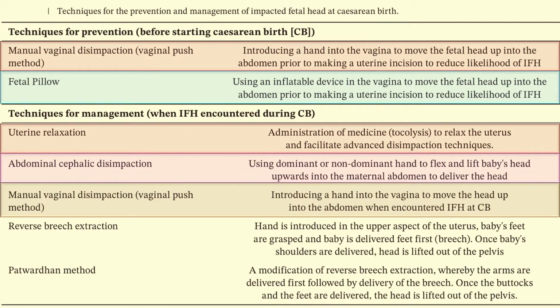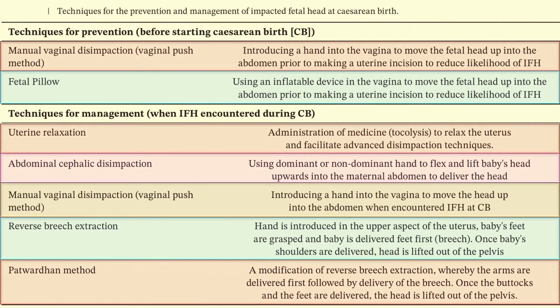Next is that of the reverse breech extraction, in which hand is introduced in the upper aspect of the uterus, baby's feet are grasped, and the baby is delivered first by breech. Once the baby's shoulders are delivered, the head is lifted out of the pelvis. The last method is that of the Patwardhan method, which is a modification of reverse breech extraction, where the arms are delivered first, followed by the delivery of the breech. Once the buttock and the feet are delivered, the head is lifted out of the pelvis. So this whole chart is very important, and we will explain each technique in detail later on.